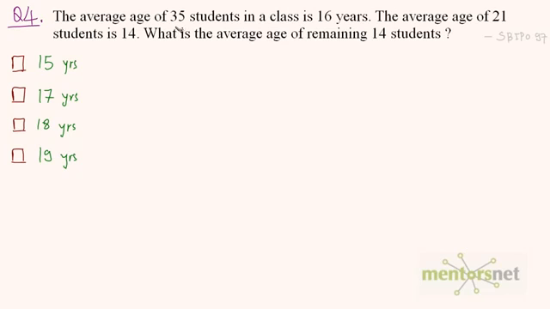So we know the total number of students, and that is 35, and the average of those 35 students is 16. So average is sum upon count. We know the average, which is 16. We can find out the sum of all of these ages of 35 students divided by the count, which is 35. So the total sum of ages of these 35 students is 16 times 35.